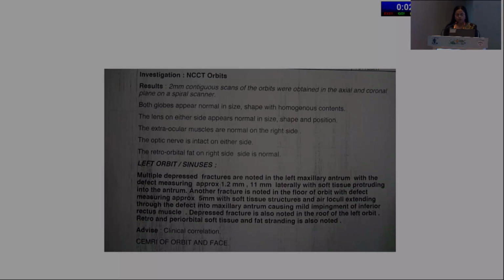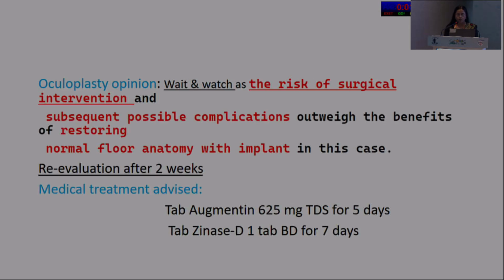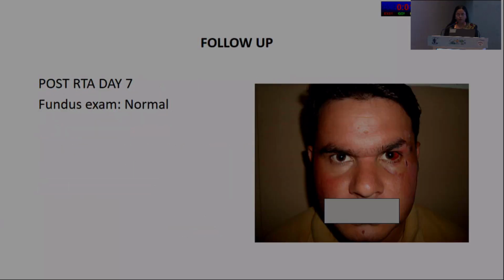A depressed fracture was also noted in the roof of the orbit, and there were retro- and periorbital soft tissue and fat strandings noted. So the neurosurgeon's opinion was taken for the fracture of the roof of the orbit. They said that no intervention is required. Regarding the oculoplasty opinion, we wanted to wait and watch, as the risk of surgical intervention and subsequent possible complications with vision loss outweighs the benefit of restoring normal floor anatomy with an implant, in this case in our hands. So we wanted to reevaluate after 2 weeks.